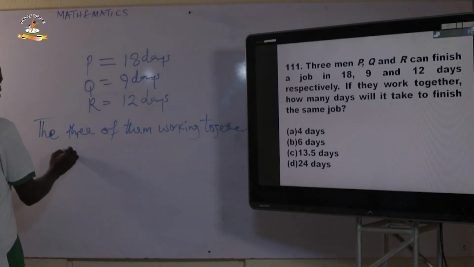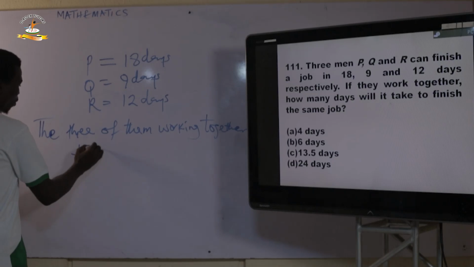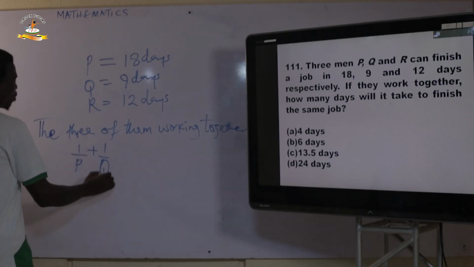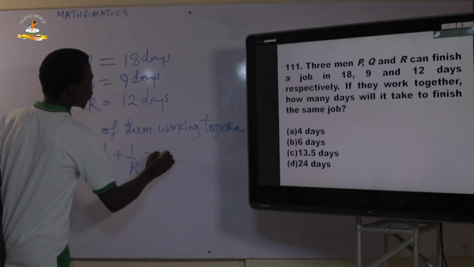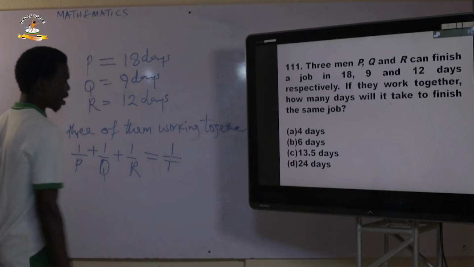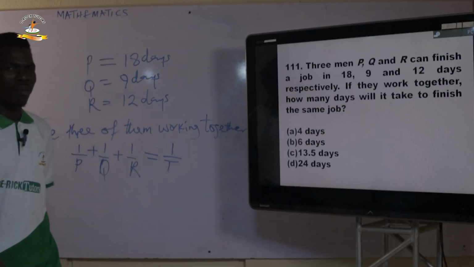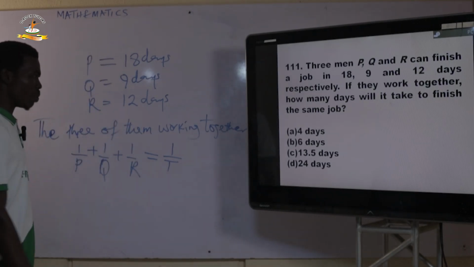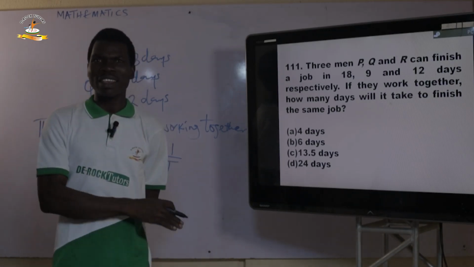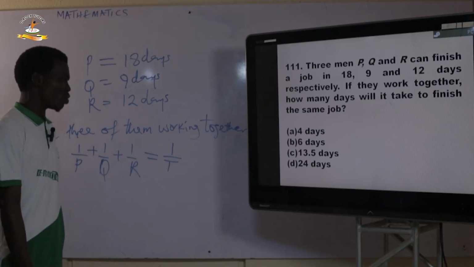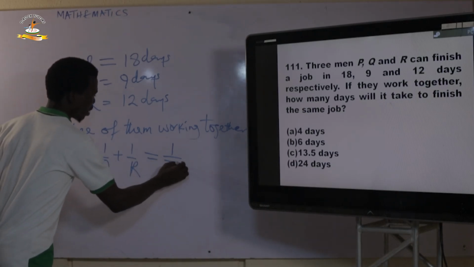Then it will take them 1 over the rate of P plus 1 over the rate of Q plus 1 over the rate of R. We give you the total day T for total, to complete it. It's just a very simple way of solving this kind of problem. You take the reverse of their days of working, add it together. Whatever your answer is, the denominator will give you the days to take them to finish the total work. So let me call it total days.